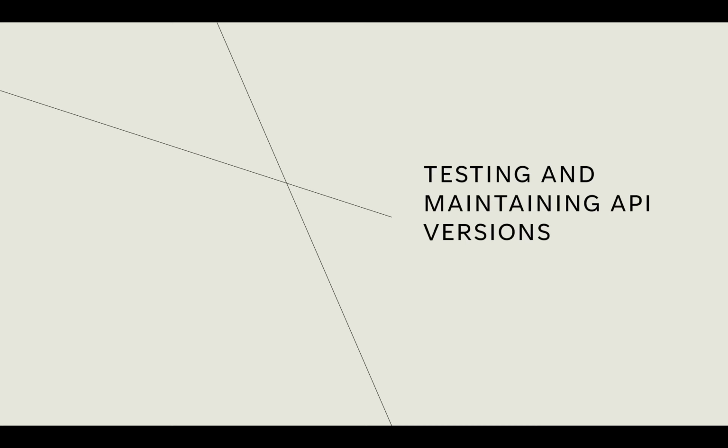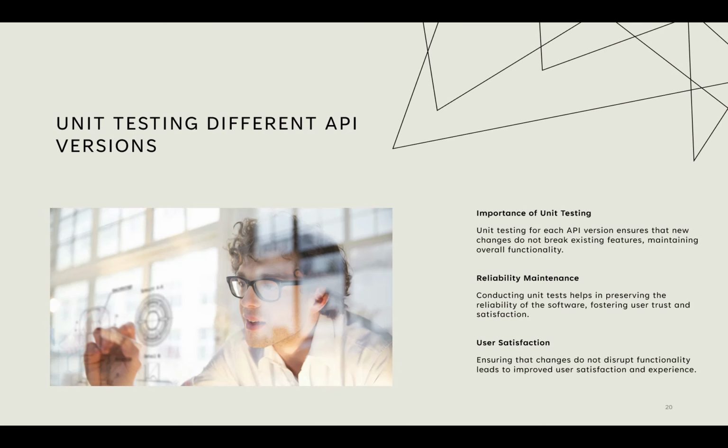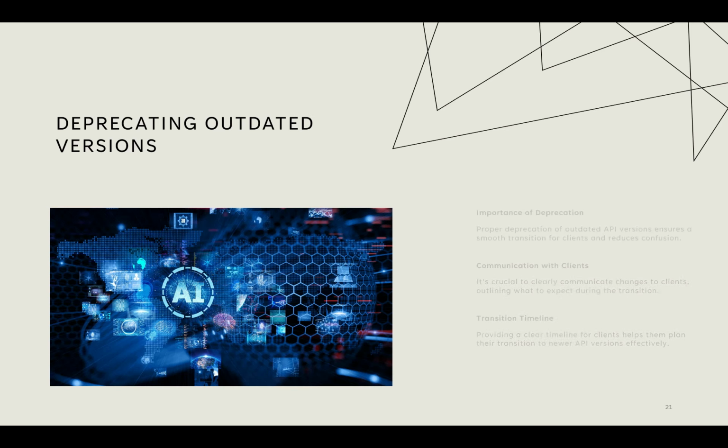As your application evolves, testing and maintaining API versions is crucial for ensuring compatibility and functionality across different clients. Implement unit tests for each API version to ensure that changes or new features do not break existing functionality. This helps maintain reliability and user satisfaction.